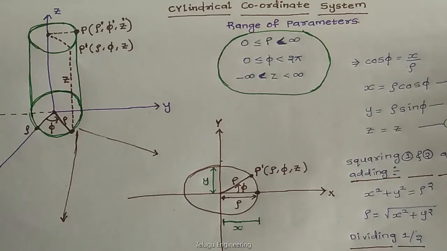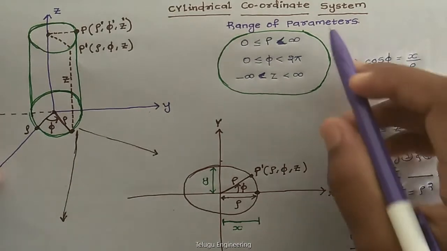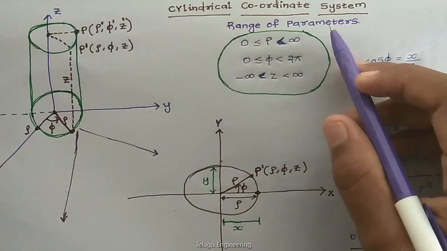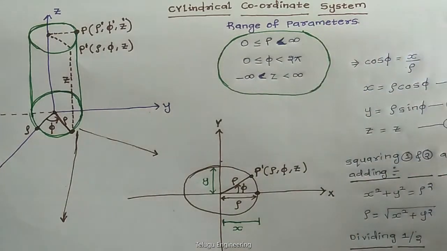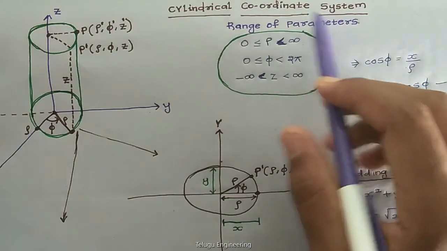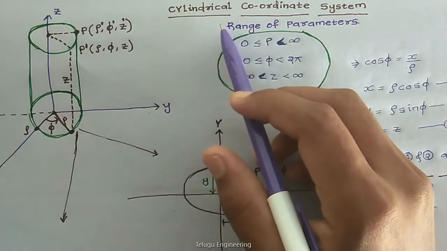In this video, we are going to discuss the cylindrical coordinate system. We generally know what the Cartesian coordinate system is, and there are also two other types of systems known as the cylindrical coordinate system and the spherical coordinate system.